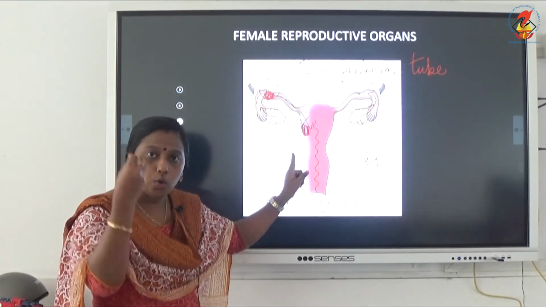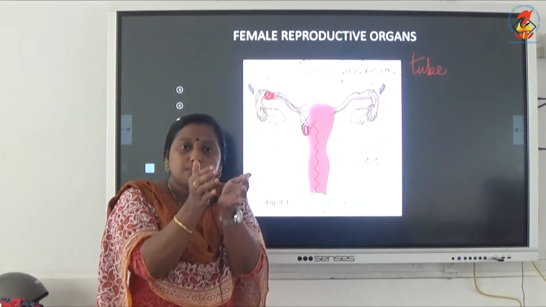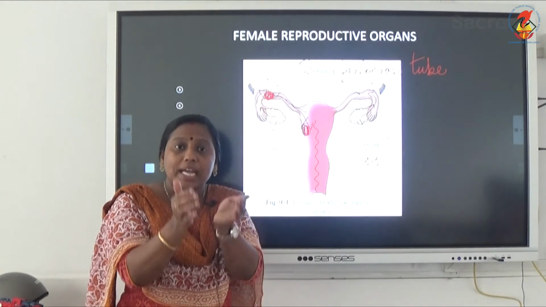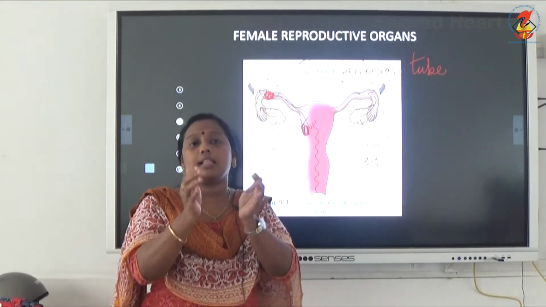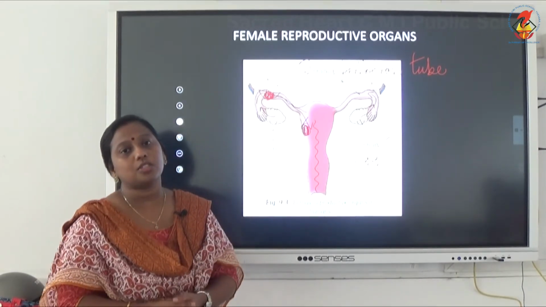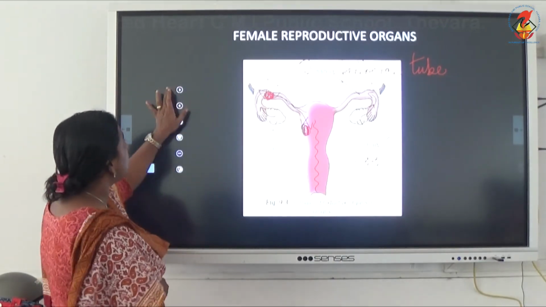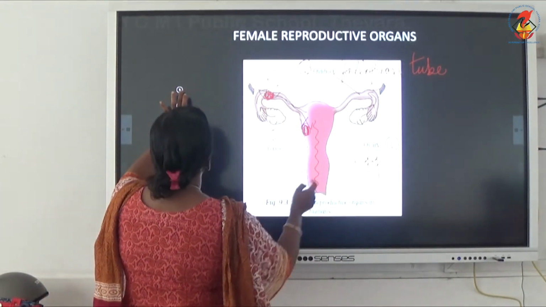Okay, the zygote will be undergoing repeated division, forming an embryo, then a fetus, and finally a small child will be formed there. The child will be given protection in the uterus until the time of delivery. So, with this the female reproductive system is also over. Hope it was clear. Now, we will see in detail about the female gamete, or the egg.